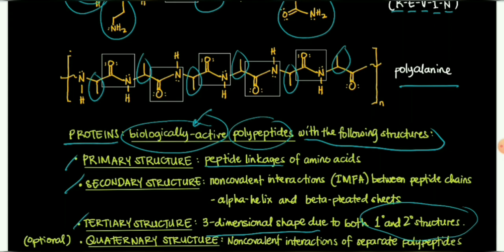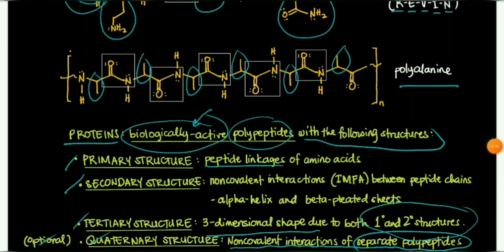Okay? So, optional yung quaternary structure. Kasi ang ating protein pwedeng magkaroon ng more than one polypeptide chain or polypeptide unit. So, pwedeng isang single polypeptide chain lang yung protein mo, pwedeng maraming polypeptide units yung protein. So, this quaternary structure is due to the non-covalent interactions of separate polypeptides. Okay? So, nangyayari lang yan kapag ang inyong protein ay may more than one polypeptide unit.